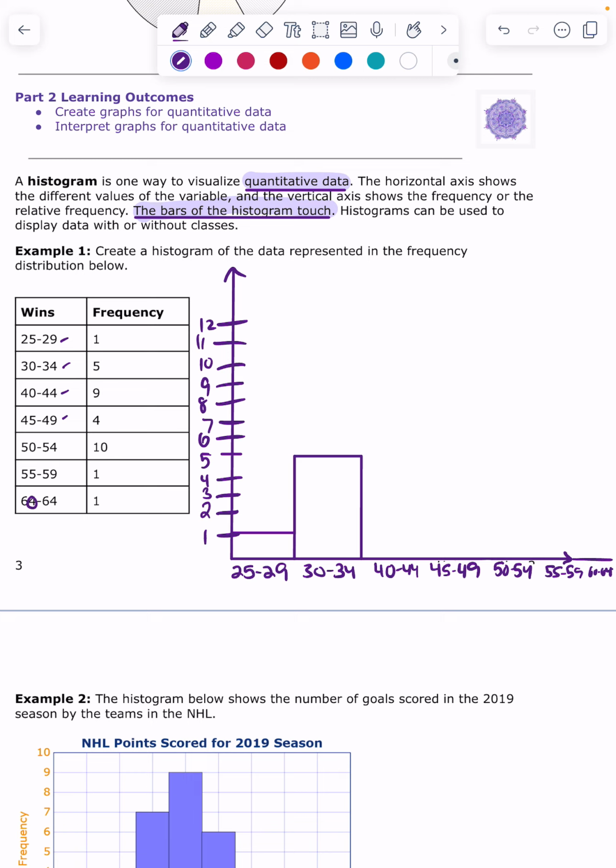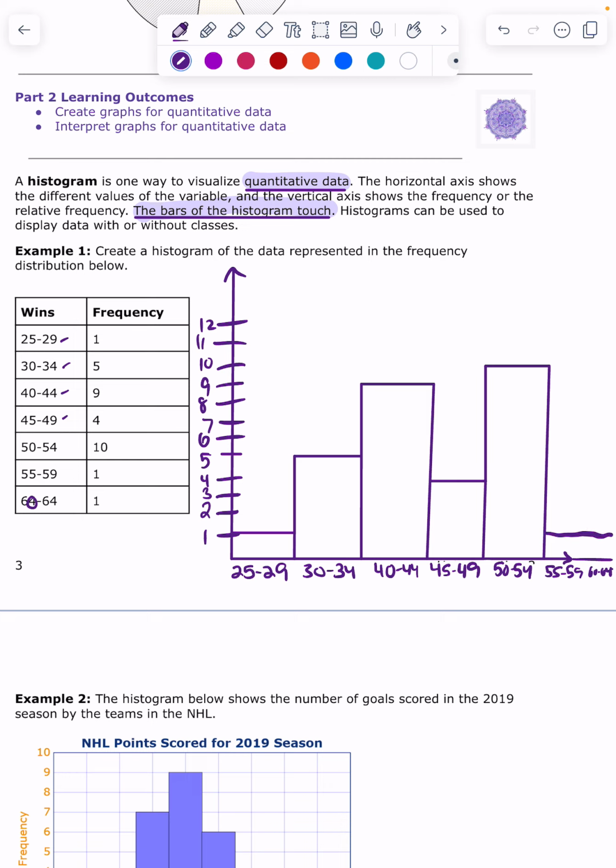The 40 to 44 group goes up to 9. Yeah, my bars always end up a little wonky looking. And then the next group goes to 4. And 50 to 54. Ooh, that goes all the way up to 10. So we drop to 10. And then 55 to 59 and 60 to 64. Both the last ones are just 1.